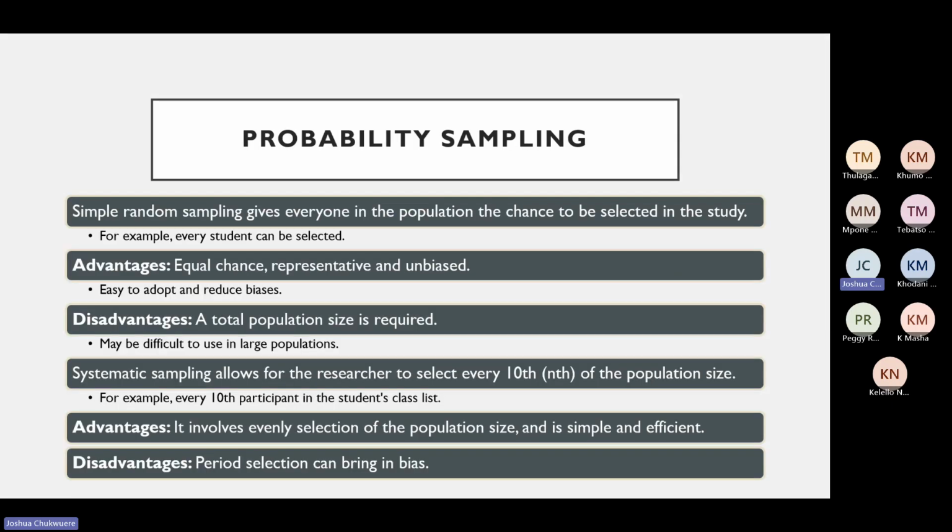Okay, so within probability sampling, there are different kinds of probability sampling. One of them is simple random sampling, which gives everyone in the population the chance to be selected in the study. For example, every student can be selected. That is simple random sampling. It's open to everyone. Now, I'm looking at the students in our institution, which involves thousands of students, but every student, whether first year, final year, or postgraduate, has a chance to be represented.